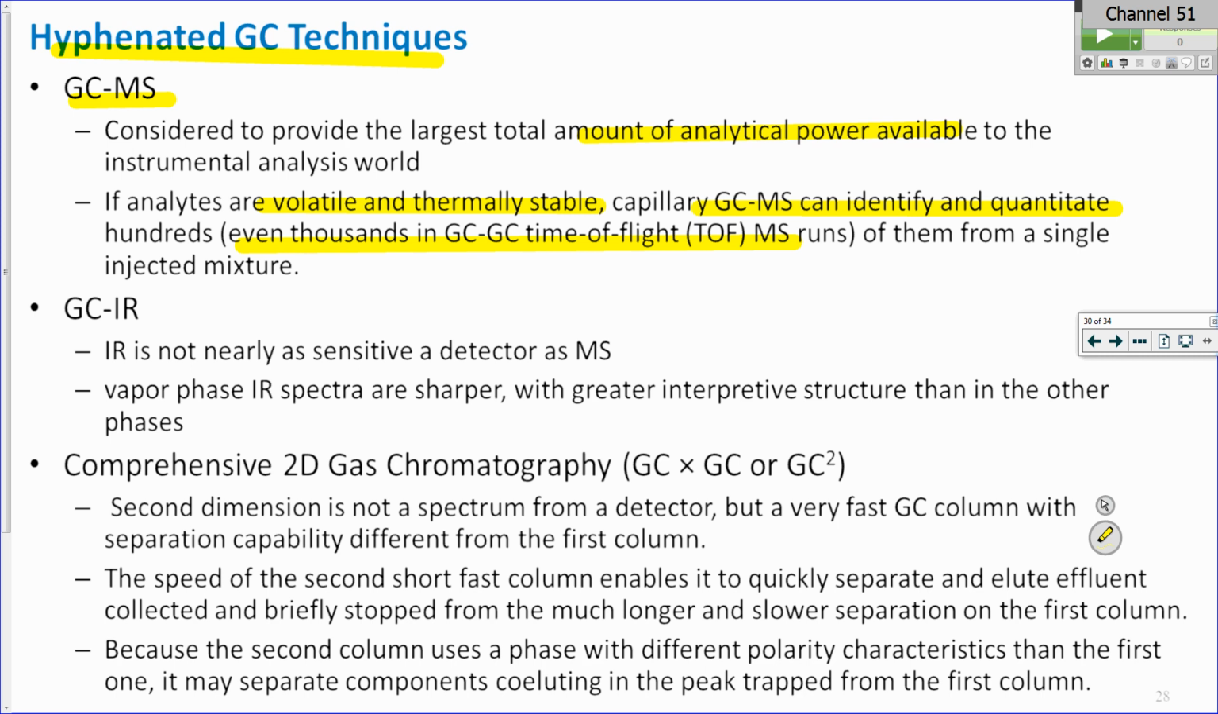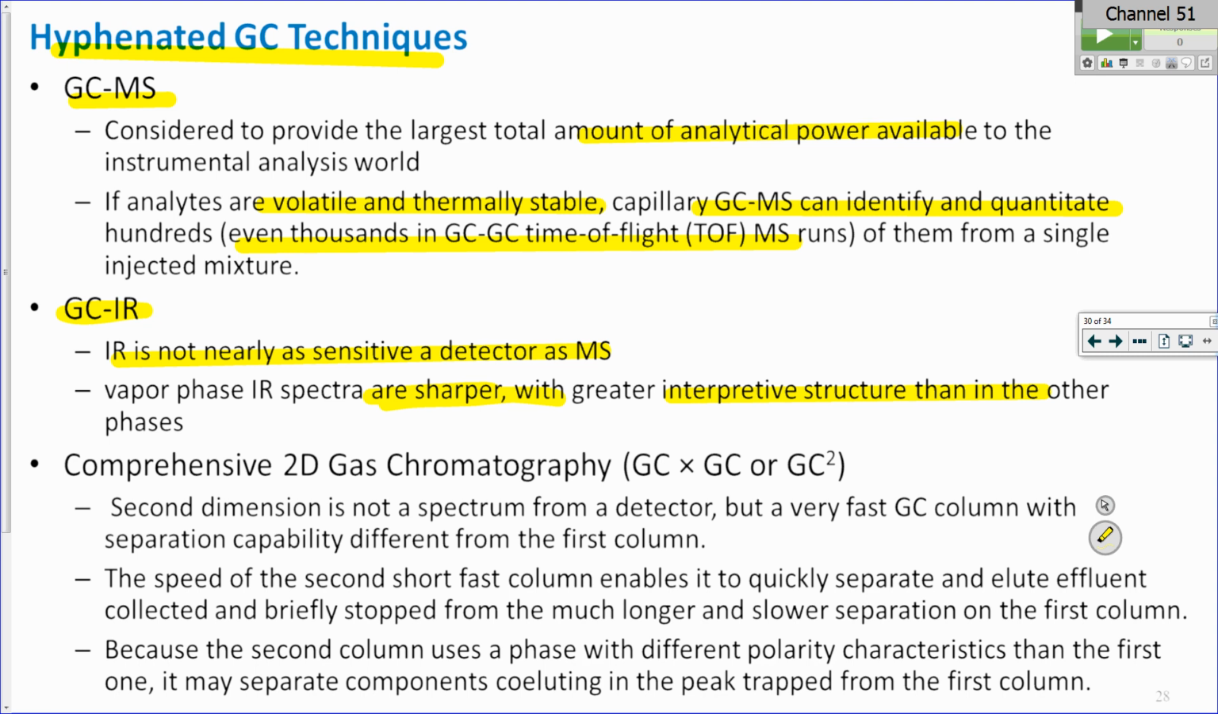Now the GCIR, it's not near as sensitive a detector as mass spec, but now you can get vapor phase spectra. And we know that in IR, if you remember, gases had the real sharp peaks. They had the hyperfine splitting. So you've got a lot more interpretive information in their spectra than what you have in liquids or solids in IR. So GCMS is a valuable tool in terms of identifying things.